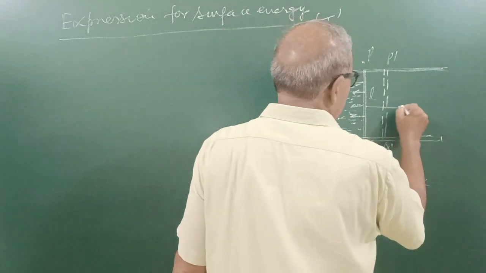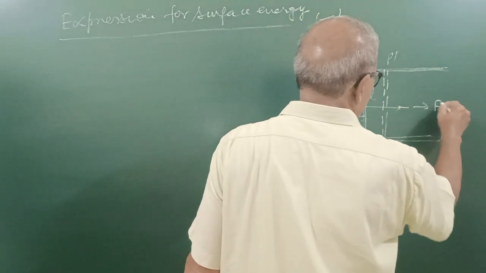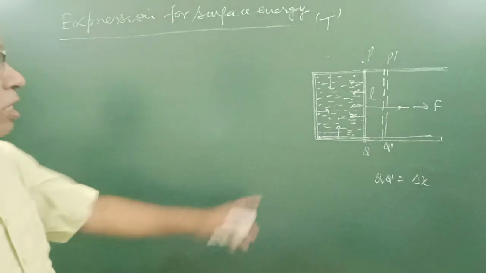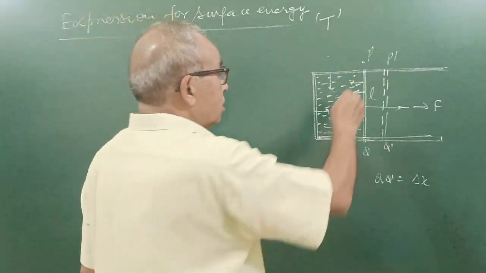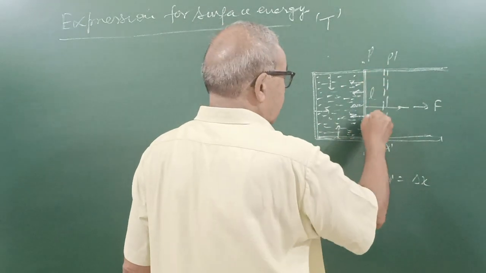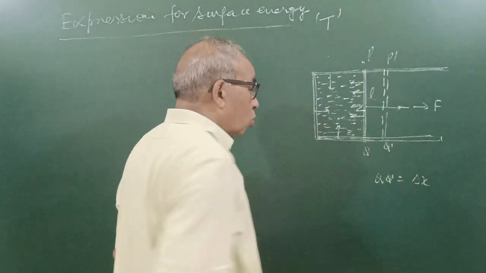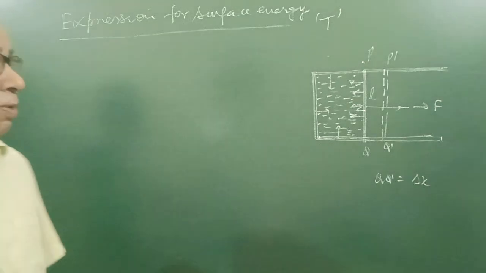So if we pull it by force F with constant speed, then work has to be done against the force acting on the rod PQ due to surface tension of the liquid.